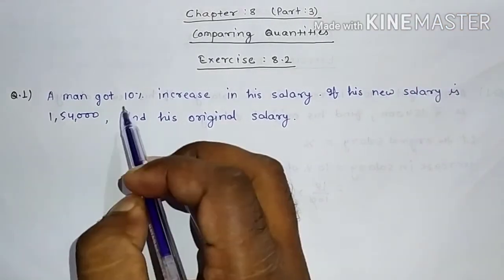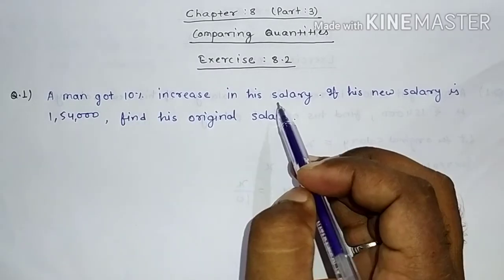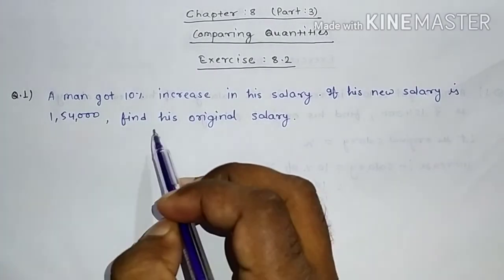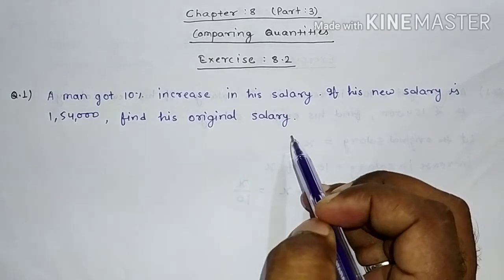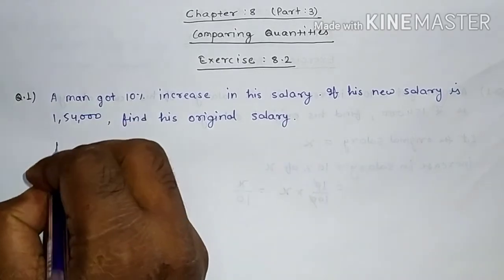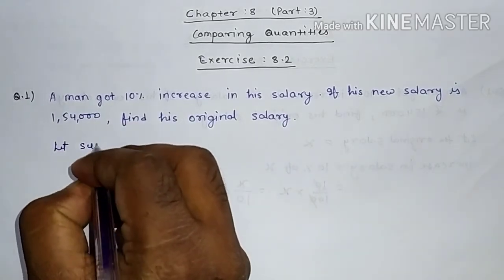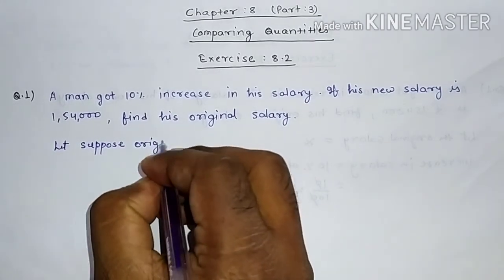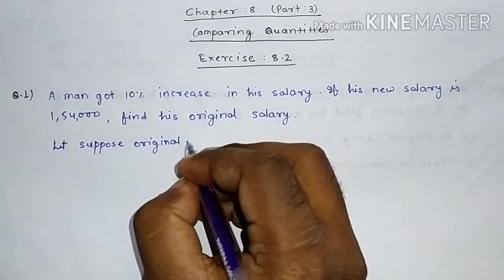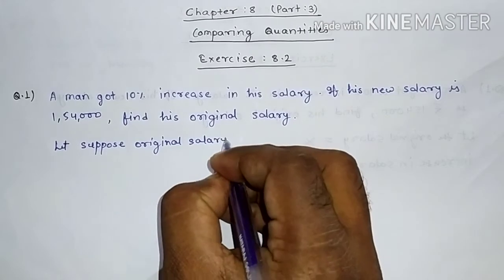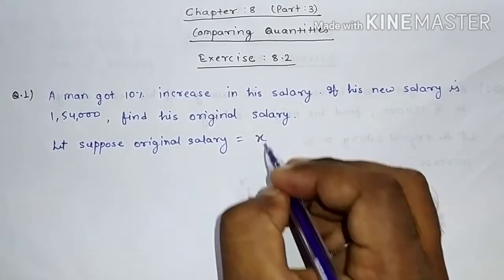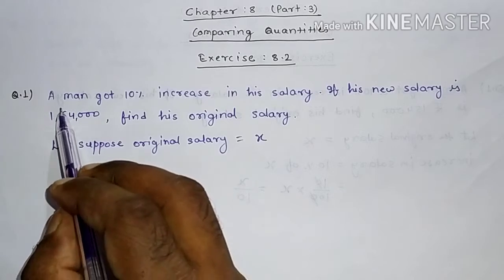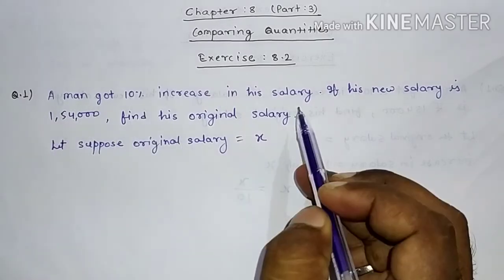Now question number 1. A man got a 10% increase in his salary. If his new salary is 1,54,000, find his original salary. So first of all, let's suppose the original salary of the man is equal to X rupees. According to the question, a man got a 10% increase in his salary.